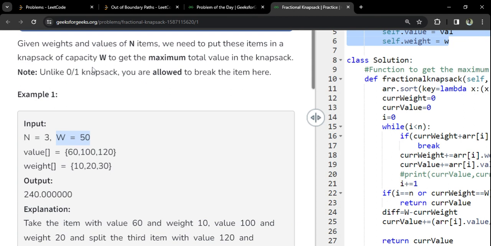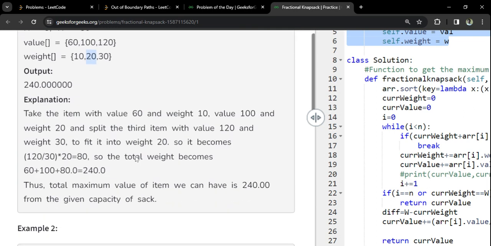And here clearly they have mentioned you are allowed to break the item. That means, for example, this 20, I can break it into 10, or I can break it into 5 plus 5 plus 5 plus 5. Like that, any value you can break it, as simple as that. You don't have to worry. And try to understand this fact here: you do not have to bother much about what the fractional part is going to be.